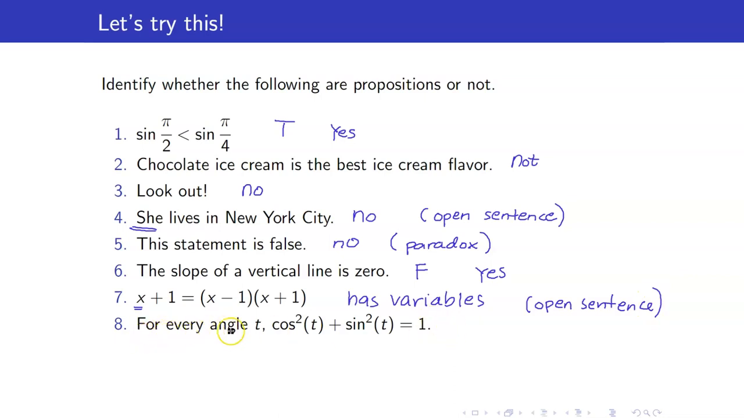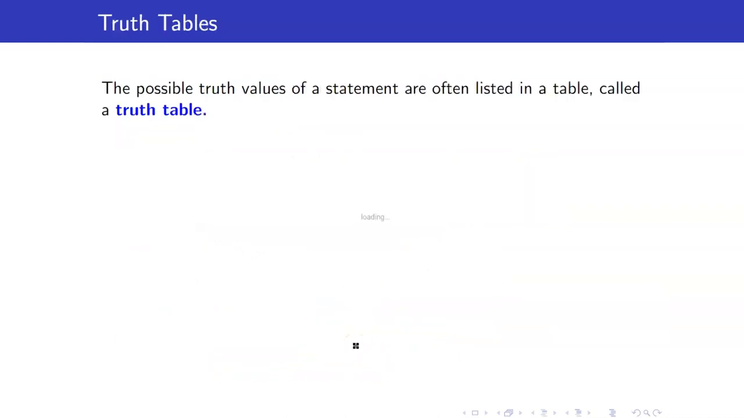Next, number 8, for every angle t, cosine squared t plus sine squared t is equal to 1. Take note here that although you have the presence of variables, you defined what that t is. T there is an arbitrary angle. This is what you call a quantified statement, and therefore this is a proposition. In particular, what is the truth value of this? This is true. We will tackle quantified statements in our succeeding lectures.